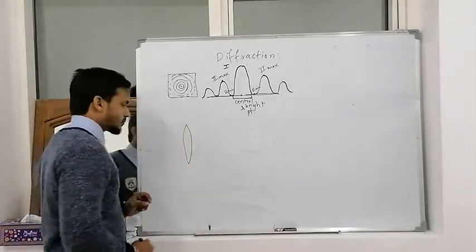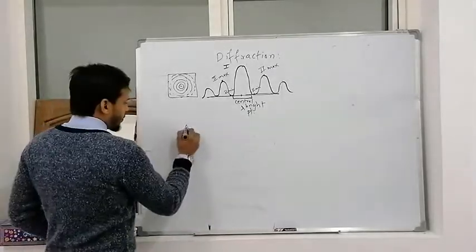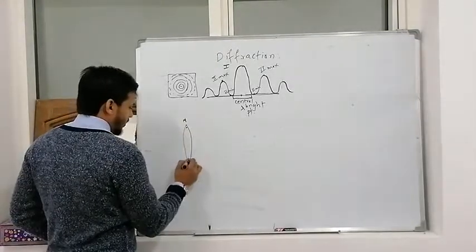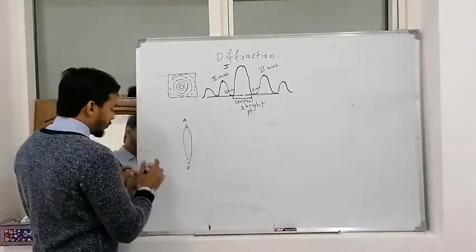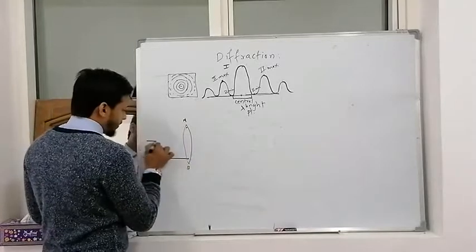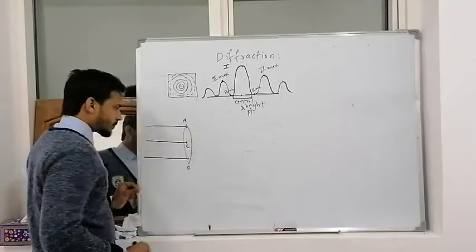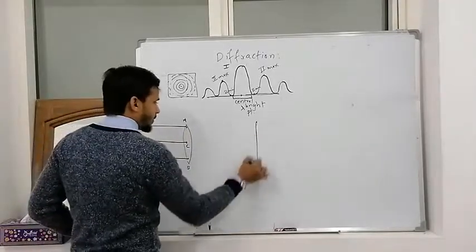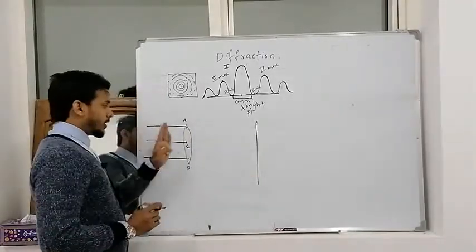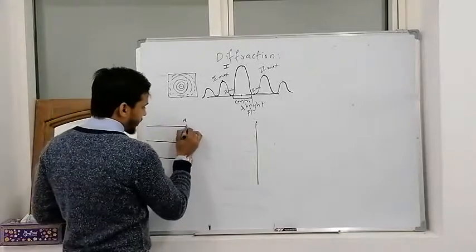This is the lens. This is point A. This is point B. I am using a plane wavefront. The waves are coming like this. This is point C. Now here I have the screen. The light will diffract. How does it diffract? Look.